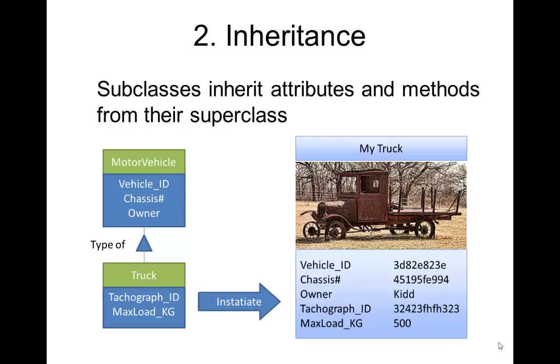So trucks have tachographs, if you catch it. Everyone know what a tachograph is? It's the machinery that records how many hours a vehicle's being used, for commercial drivers and things like that, to make sure they're not driving too long and too fast, I think. So a truck has a tachograph which has an ID and it also has a maximum load. So my truck, the first three attributes are inherited from the motor vehicle class. The second two are inherited from the truck class.